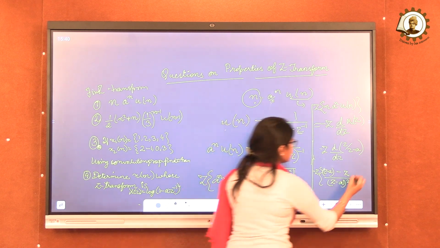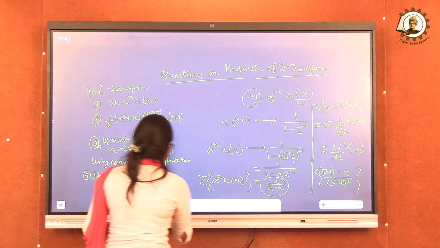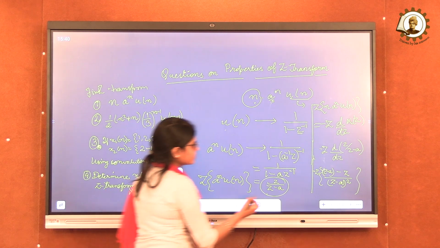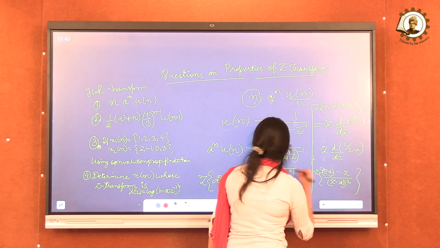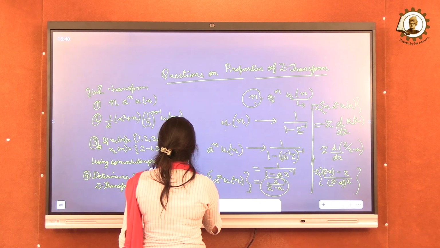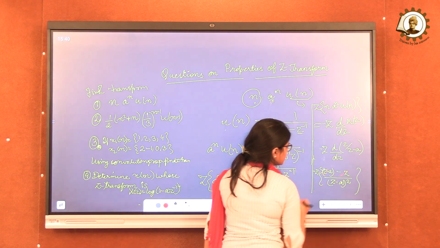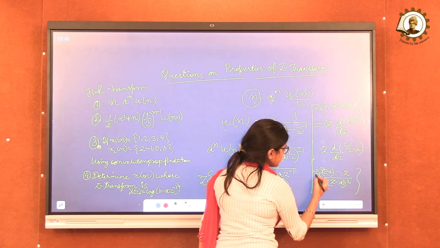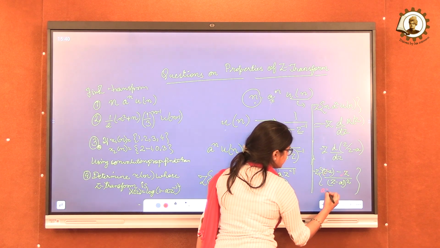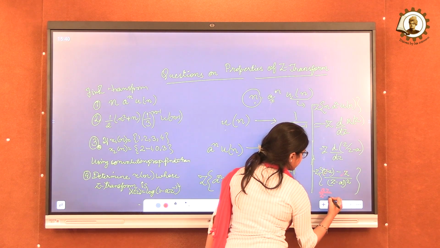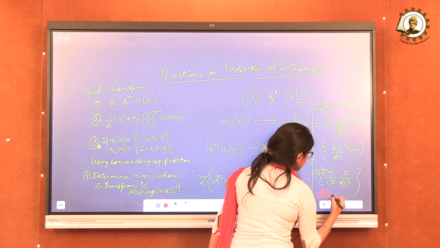So till here, now in this part, z and z get cancelled over here. So what you are having is minus a here and minus z. So az by z minus a whole square.